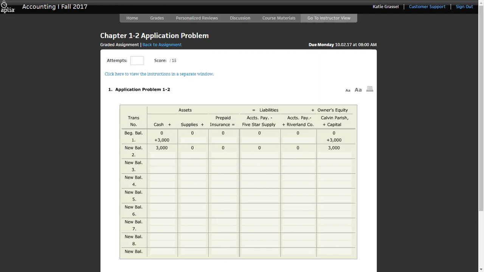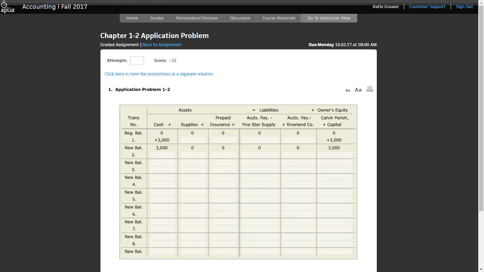Now, when we talk about the account title for owner's equity, the account title for owner's equity is always going to be the name of the owner plus the word capital. The word capital with an A. How will you remember that it's an A capital? You're in accounting, so this is capital with an A instead of an O capital.